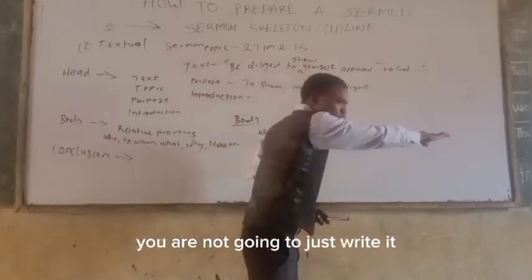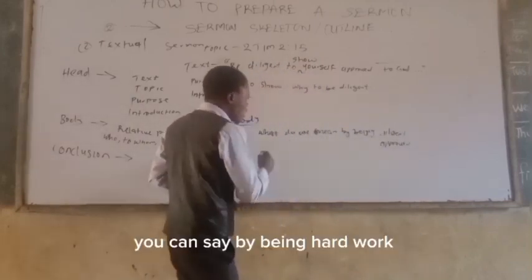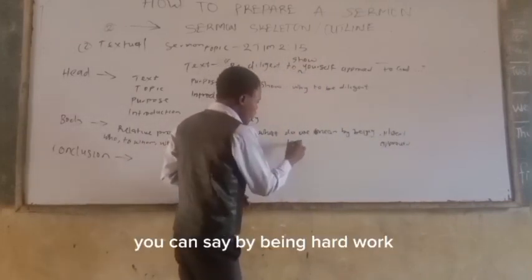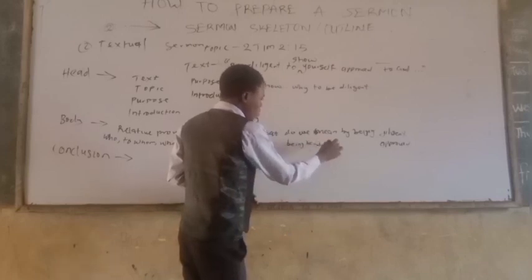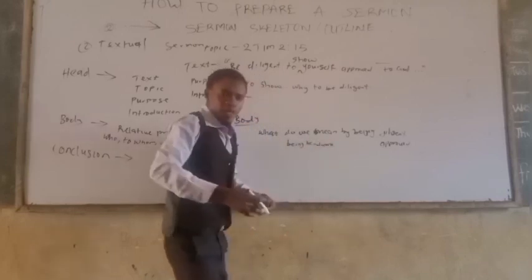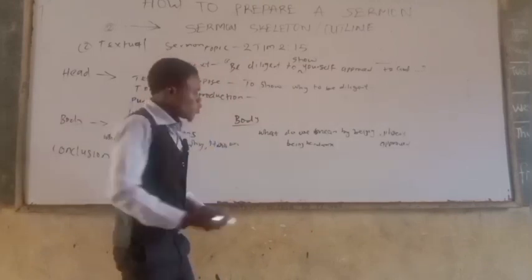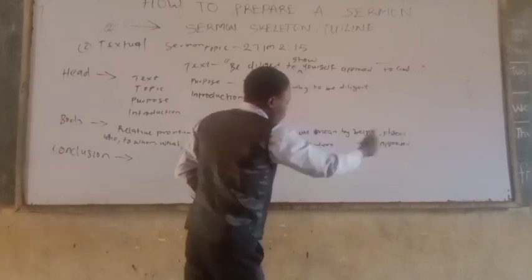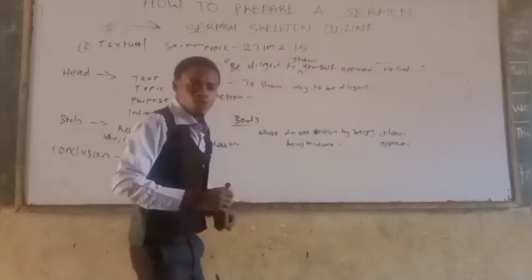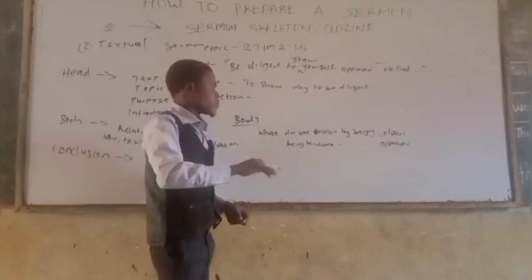You will make sure you find a quote, a text, or something to support it. You are not going to write a story. Once you say, what do we mean by being diligent? You can say by being hard work, or being careful and endurance. So you will make sure that you have a quote or a text after it. You are not going to write a story. That is a sermon skeleton.